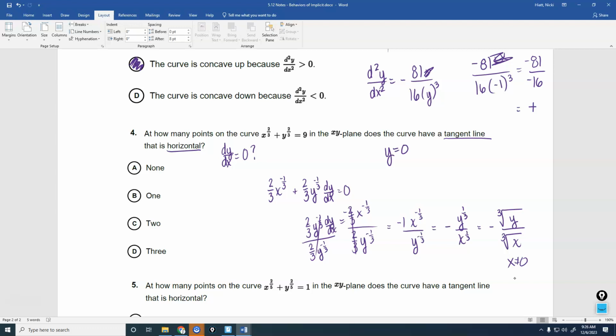There could be multiple x coordinates that go with this y coordinate, right? So what do we need to do to figure out if that's one point, or it could even not be on the graph at all? We're going to plug it back into the original. So we are going to do x to the 2/3 plus 0 to the 2/3 equals 9. And I'm going to have x to the 2/3 equals 9. There's several ways to deal with this.